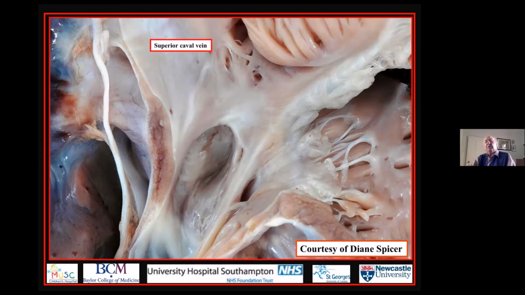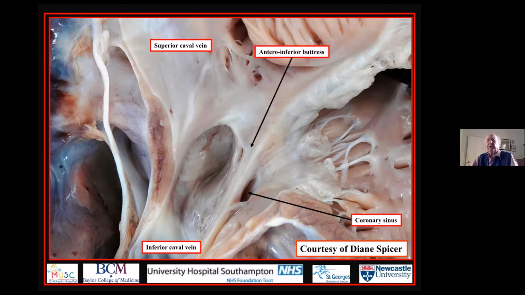But there at the top, you see the orifice of the superior caval vein. At the bottom, we have the inferior caval vein. And now we can also see the third venous tributary that is entering the right atrium, the orifice of the coronary sinus. And that is the location of that antero-inferior buttress. Running through it, you have the extension from the eustachian valve that picks up the commissure with the Thebesian valve, and it continues as the tendon of Todaro.